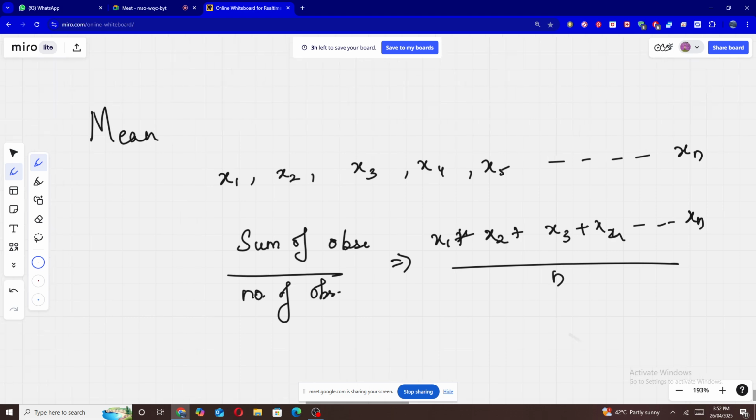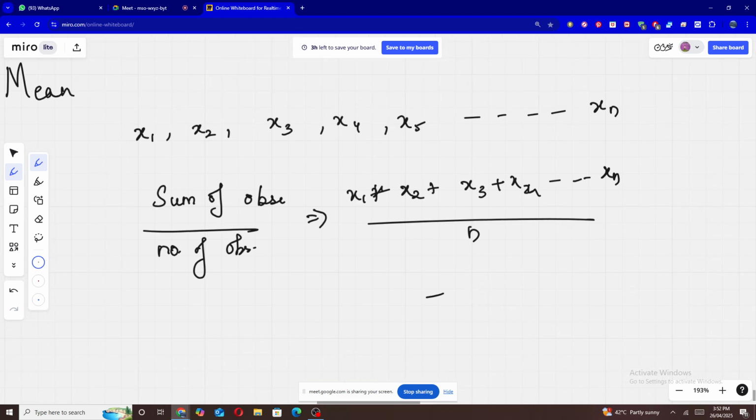So what will we use for that? Sigma. What do we mean by sigma? Sigma means auto sum, or sum total, summation. Sum of xi, where i is equal to 1 to n, divided by n. This is the formula to find mean.